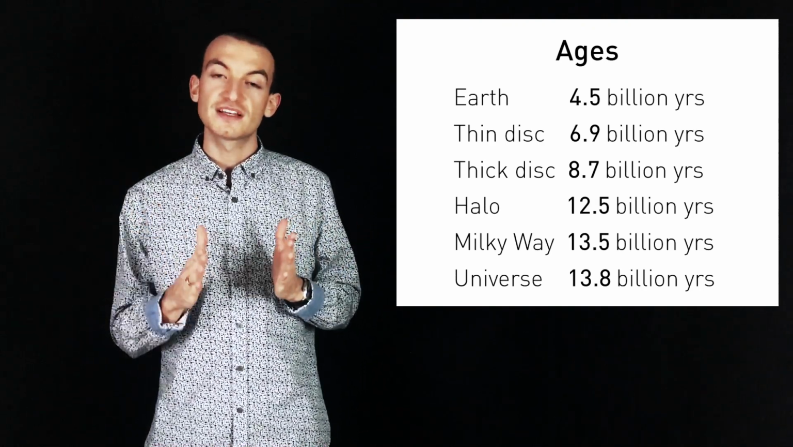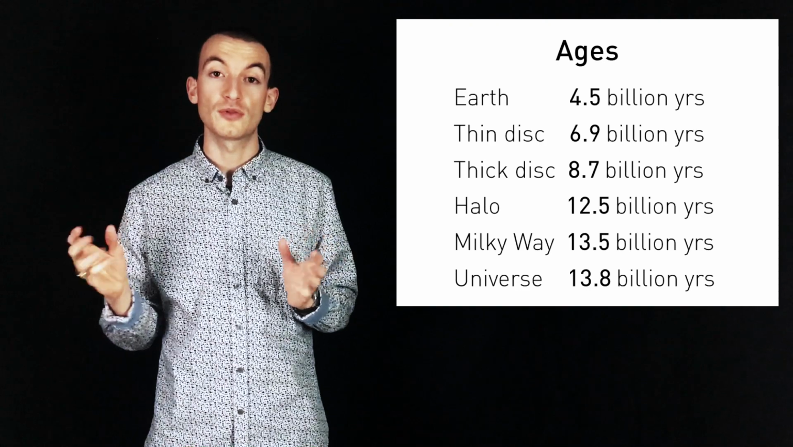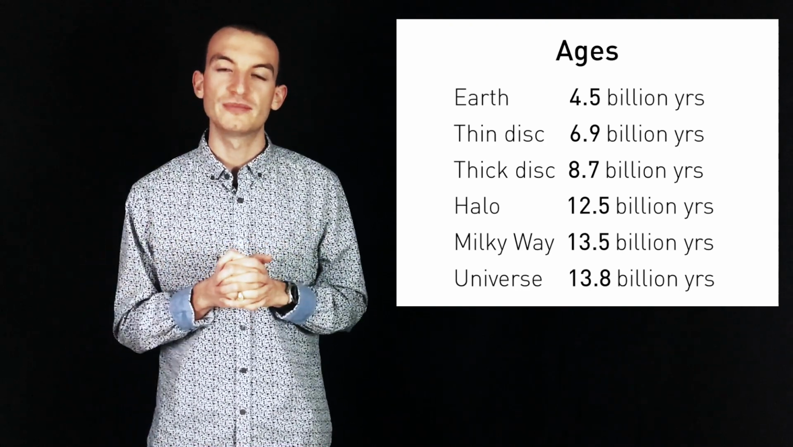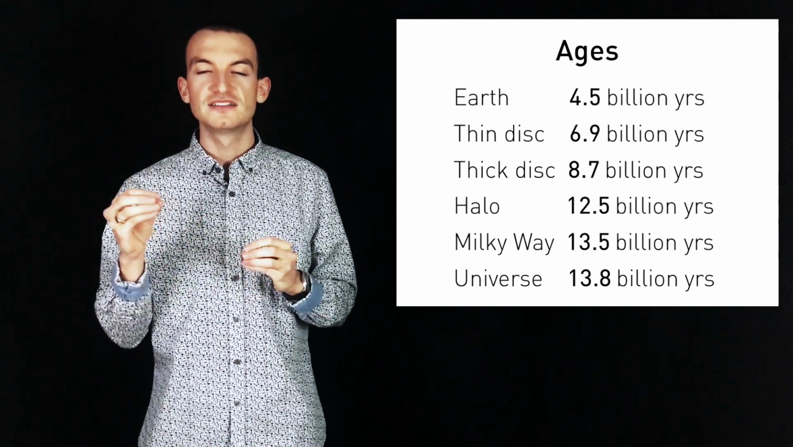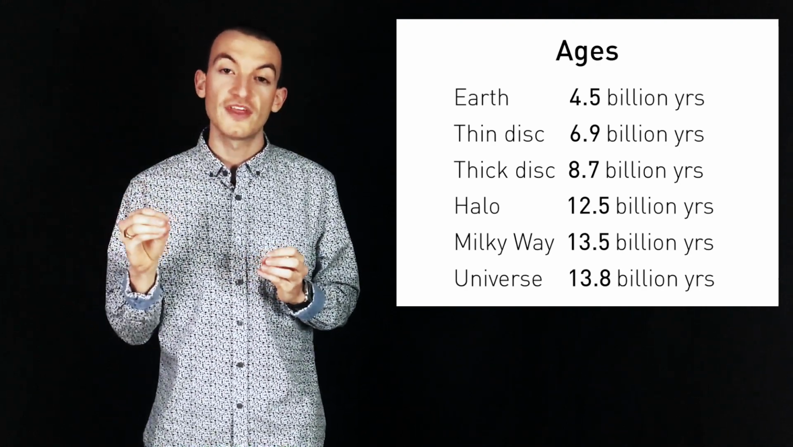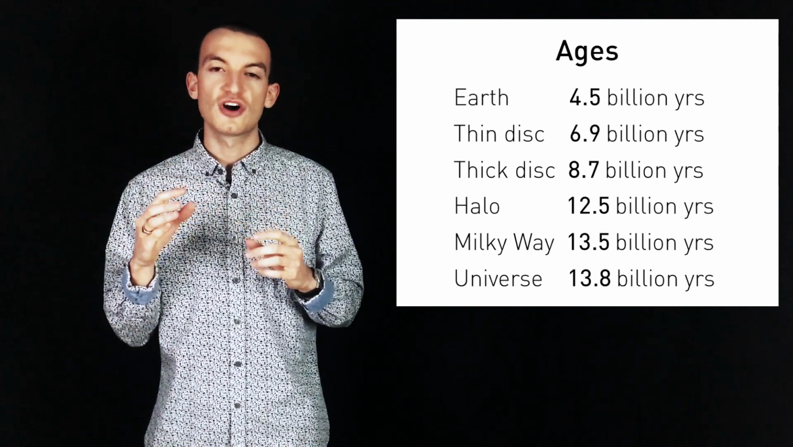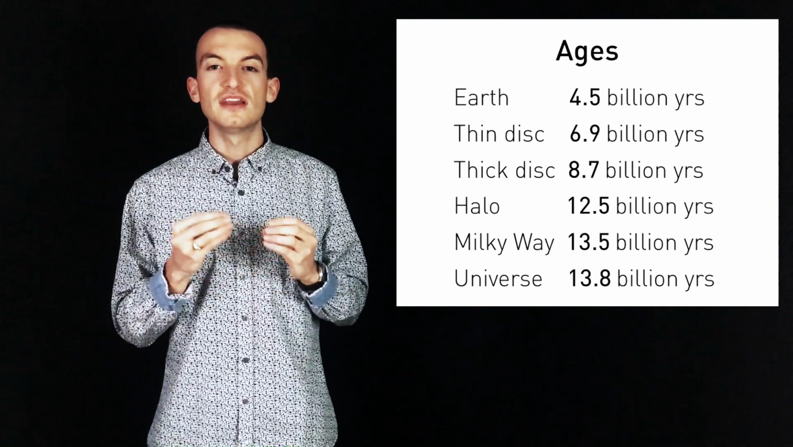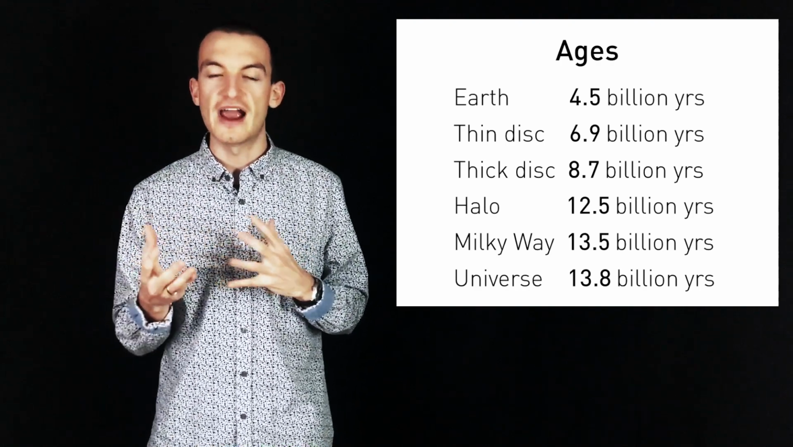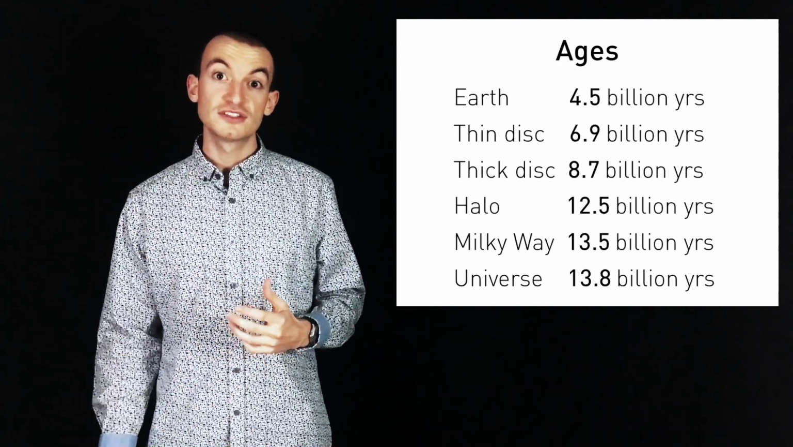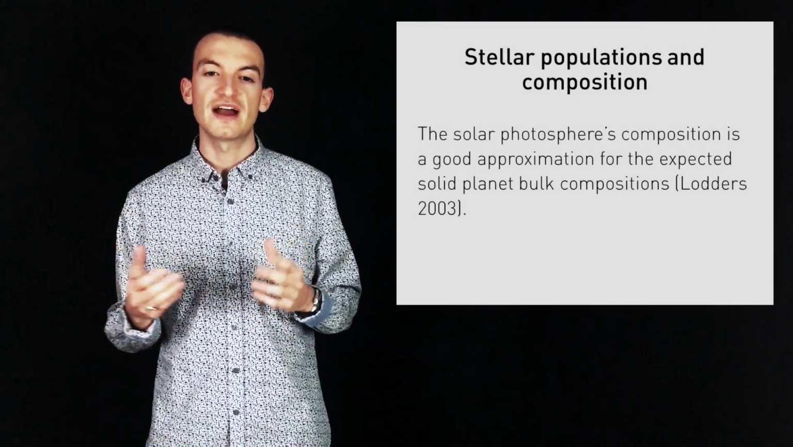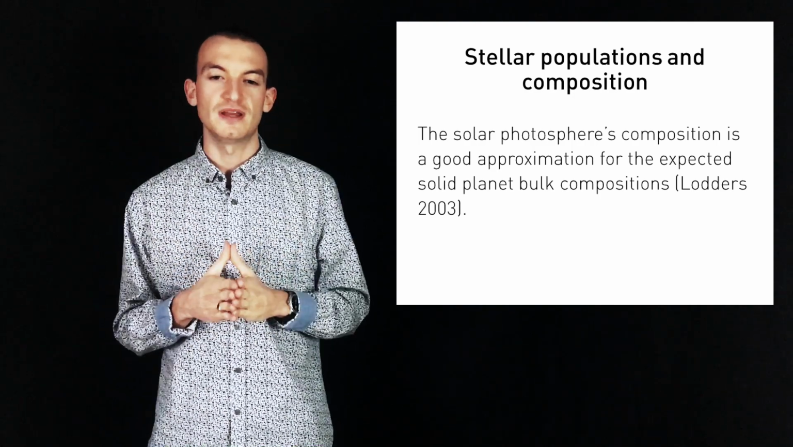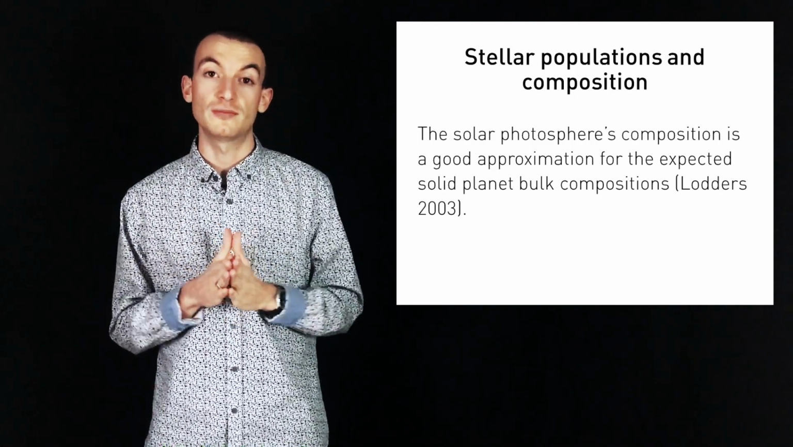And for the thin disk, thick disk, and halo, these different stellar populations are of different ages, which means that they're expected to be of different compositions, because the younger stars that are formed in the thin disk are formed from material that has gone through several cycles of star formation and death. This leads to the enrichment of certain elements such as iron. And so how this translates to planets is the fact that the solar photosphere's composition is a good approximation for the expected solid planet bulk composition.